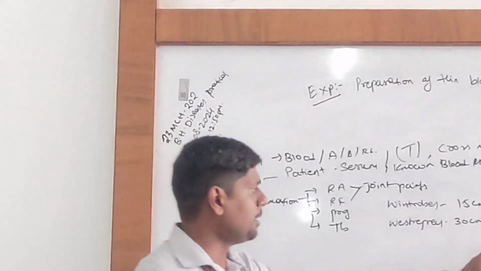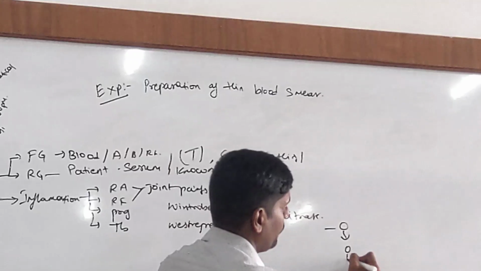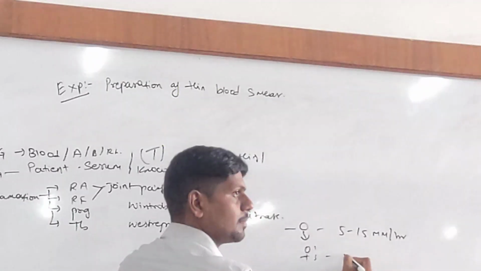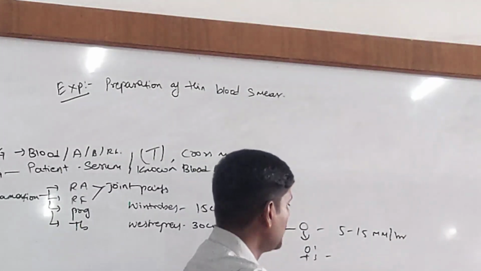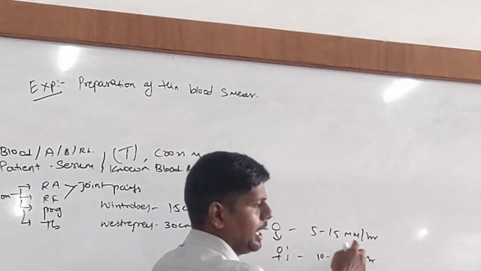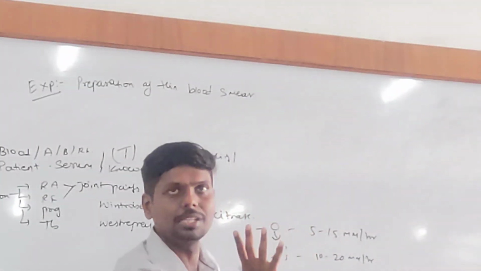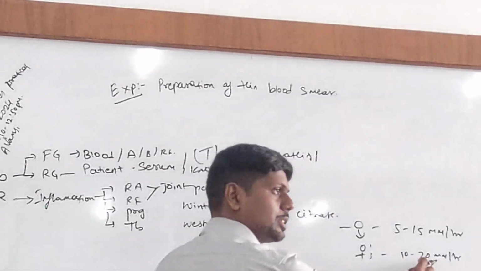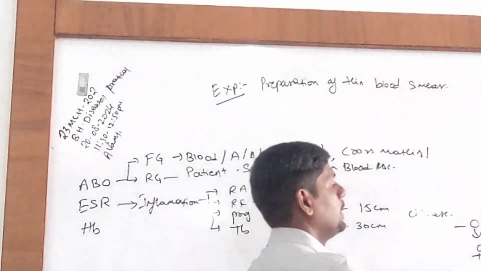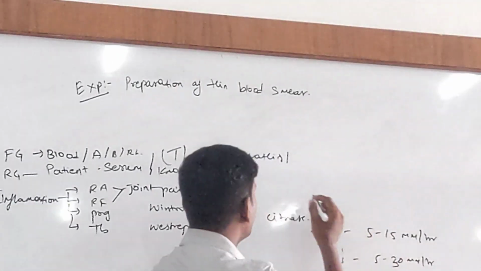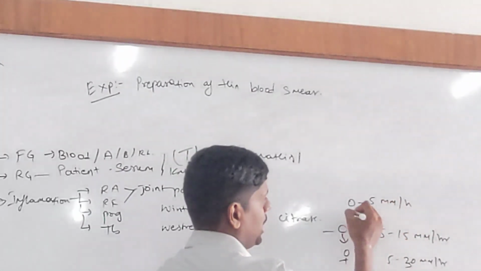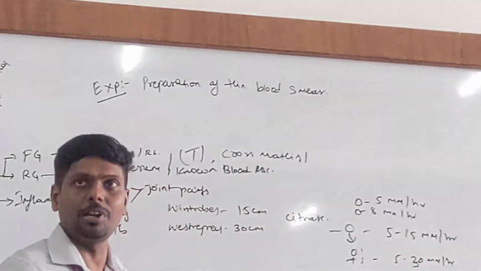Then the values in males and females in Westergren. Males, 5 to 15 mm per hour. And females, 5 to 20. It will be more than males, so 10 to 20 mm per hour. The female value is greater than the male value. Up to 30 also we know, right? 15 to 30 or 10 to 30. Then Wintrobe: males 0 to 5 and females 0 to 8. Very good. These are the normal values of ESR.